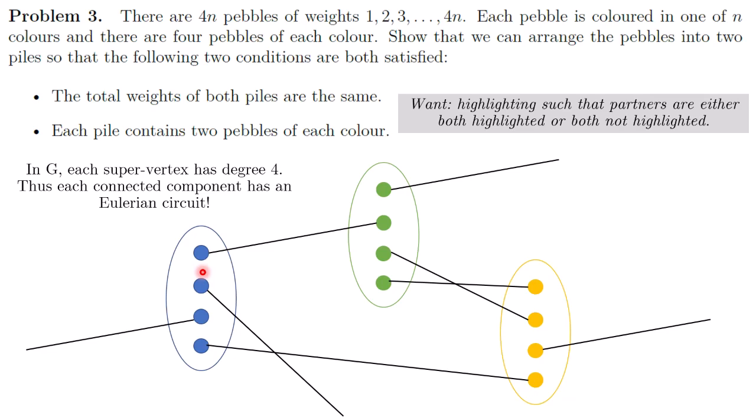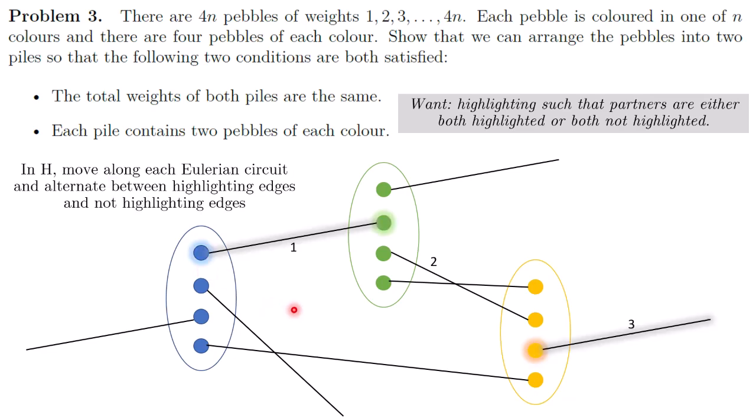Well, once we have the Eulerian circuit, we are going to look back down at the level of the pebbles, and we are going to move along the Eulerian circuit. Let's say this is the first edge of the circuit, and then this is the second edge of the circuit, and then this is the third edge of the circuit, and so on. What we'll do is alternate between highlighting the edges and not highlighting the edges. So highlight, don't highlight, highlight, don't highlight, and so on. By construction, when we highlight an edge, we highlight both the pebbles at the endpoints. So by construction, partners are either both highlighted or both not highlighted.